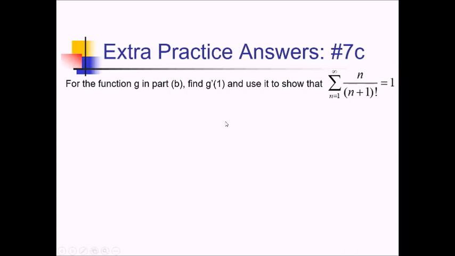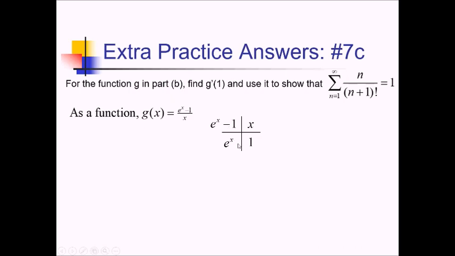For this last part of the problem, for the function g in part B, which was this function right here, g of x equals e to the x minus 1 over x, they want us to find g prime of 1 and use it to show that this equation is true. Okay, well, let's find g prime of 1. If I take the derivative of this, that's going to require the use of the quotient rule. So let me set up my box and ribbon. I've got my numerator, e to the x minus 1, denominator is x, and the derivatives of these are going to be e to the x, because that 1 is a constant, it's just gone, and 1.